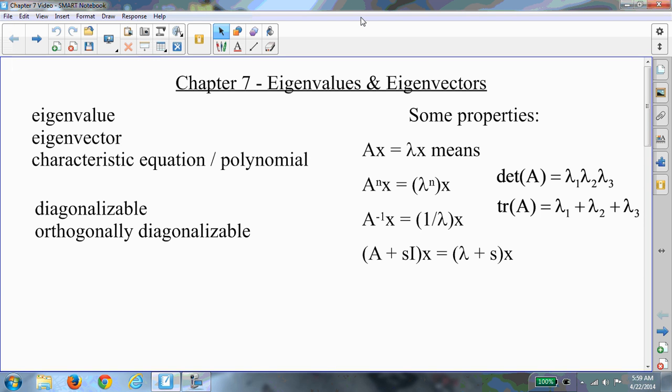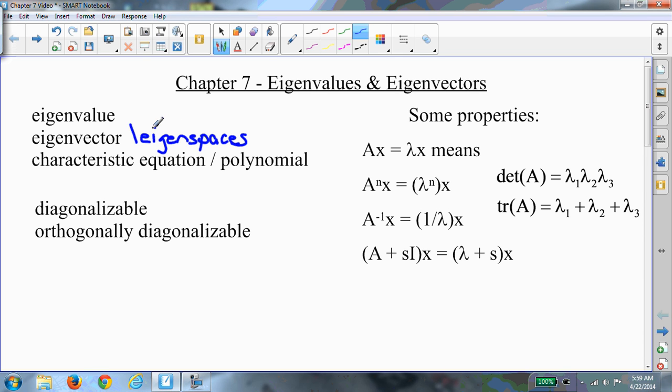Chapter 7 was a short chapter regarding eigenvalues and eigenvectors and some of the properties involved with both of them. What I did on this first page was list the terms that we used. We talked about eigenvalues, eigenvectors, and consequently we also talked about what were called eigenspaces, which basically was if one eigenvalue was associated with more than one eigenvector.